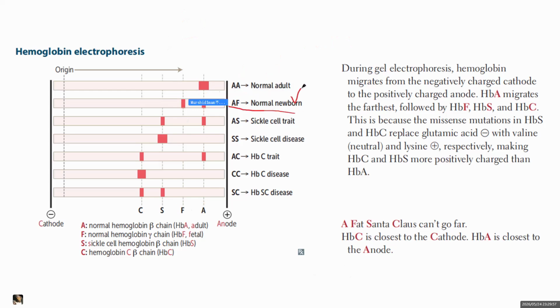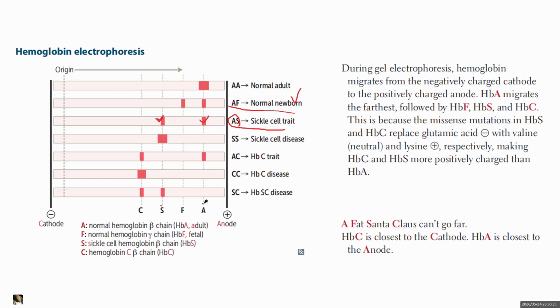Now another pattern is AS, representing the sickle cell trait. Here you have to remember that one normal beta globin gene produces hemoglobin A, and one sickle beta globin gene produces hemoglobin S. So both HbA and HbS are present, representing A and S. On electrophoresis, we observe one band on the S side and another band on the A side. This is the sickle cell trait, but not a disease.